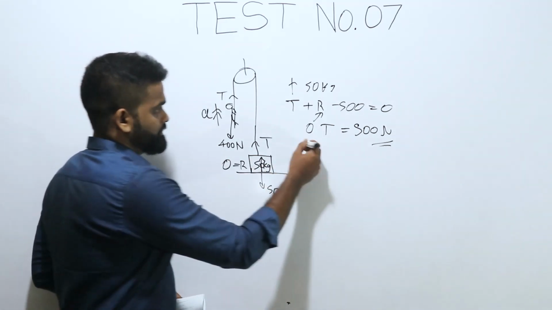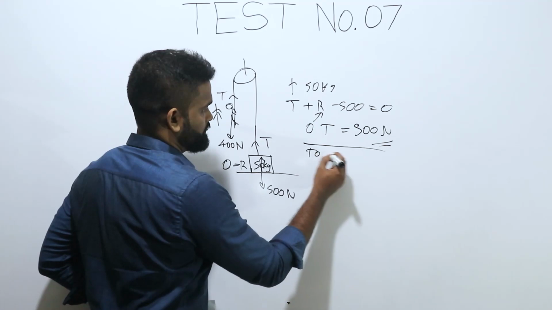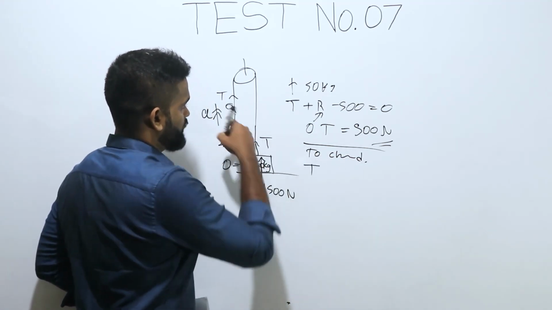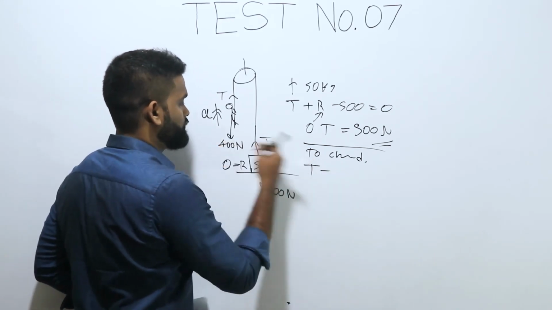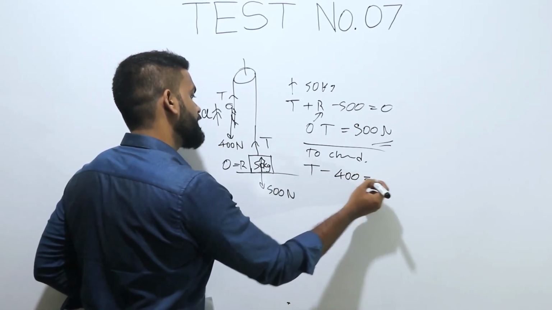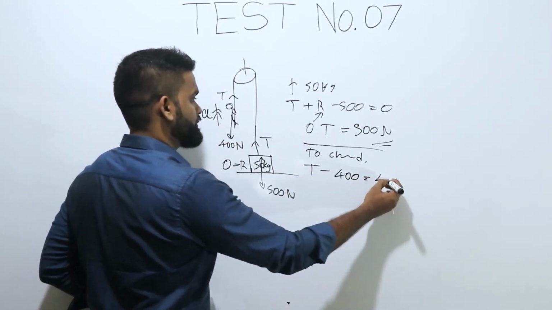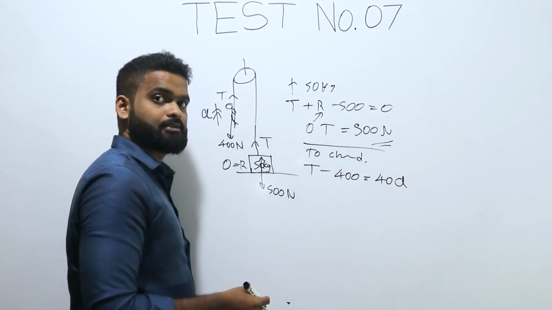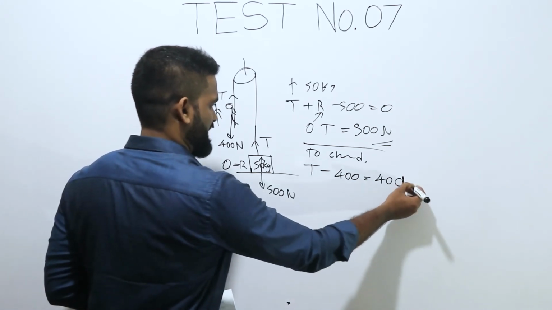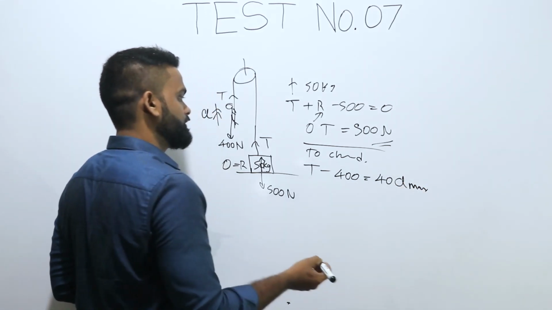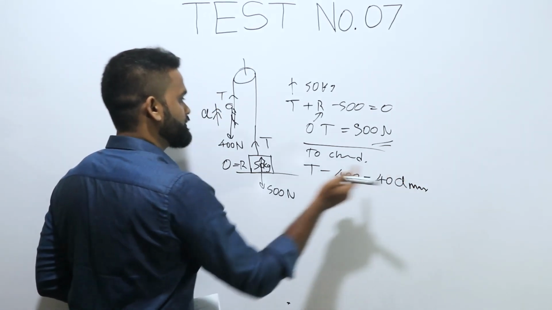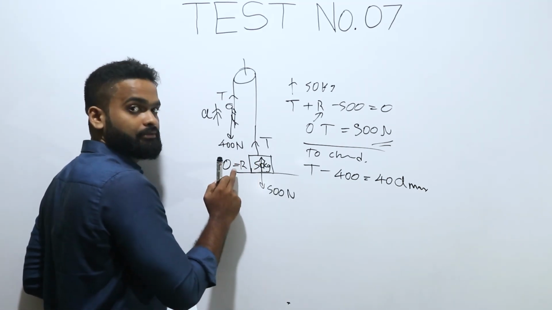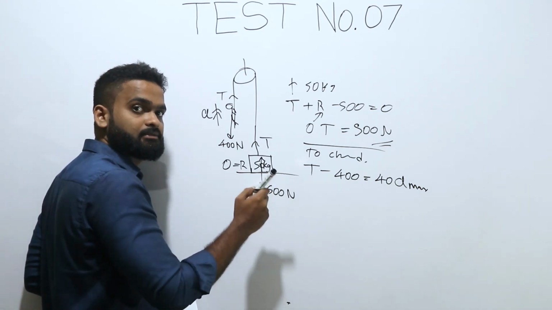Then apply the equation to the child. On the child, upwards there's T, then downwards there's 400 Newton. The mass of the child is 40 kilograms, and he has an acceleration symbol A. So that's the maximum acceleration now, right? This becomes A max since the normal reaction is 0 here. That's a limiting condition.